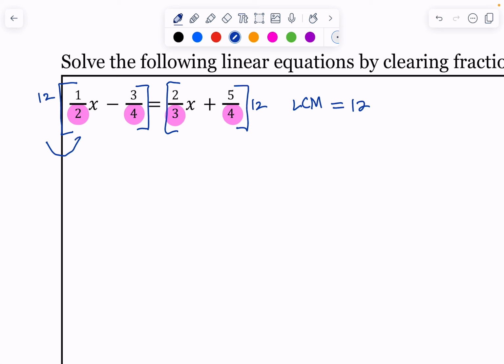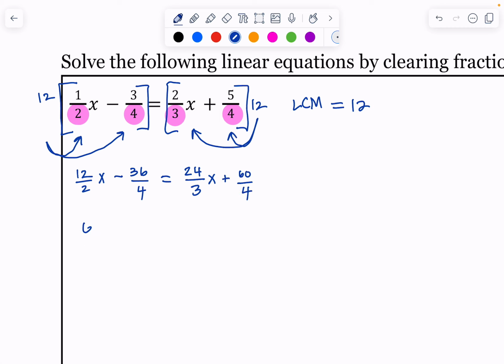So here, if I do 1/2 times 12, I've got 12 over 2x. And then if I distribute, I've got minus 36 over 4. Equals, same on the right side, 12 times 2/3. That would give me 24 over 3x. And 12 times 5/4 would be 60 over 4. Let's reduce those fractions. So here we've got 6x minus 9 equals 8x plus 15.